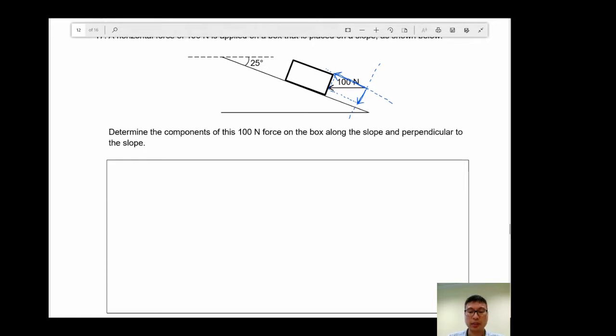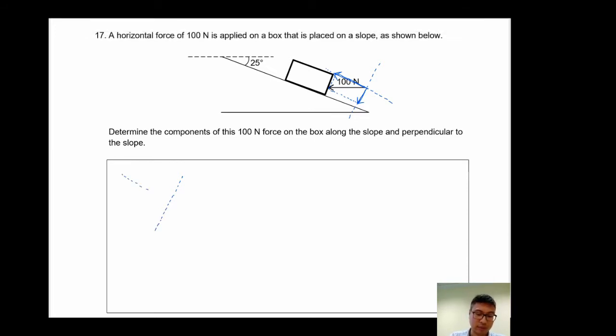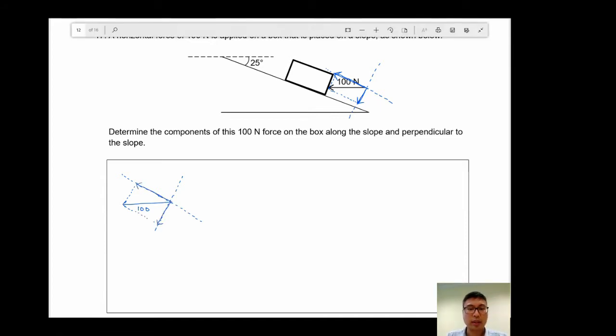So I'm now going to transfer the diagram over to the answer so that it can be counted as part of the answer. So here is along the slope and perpendicular to the slope, and I'll draw the 100 Newton force over here. Next, I'm going to draw the box, and finally draw the components. I can name my vectors. Since this is parallel to the slope, I'll call this F parallel, and since it's perpendicular to the slope, I'll call this F perpendicular. Now here's the hard part, transferring the 25-degree angle.